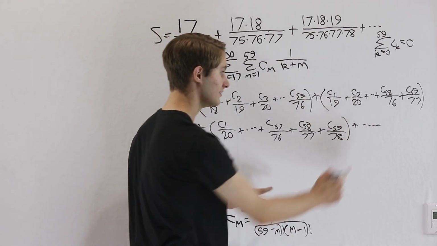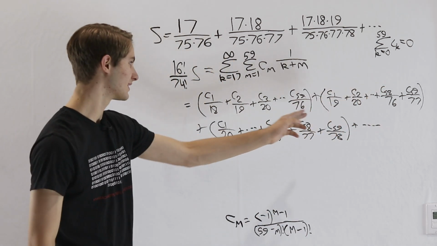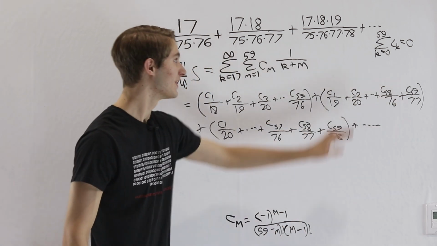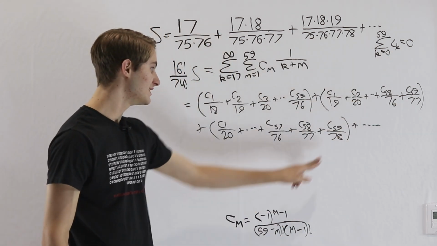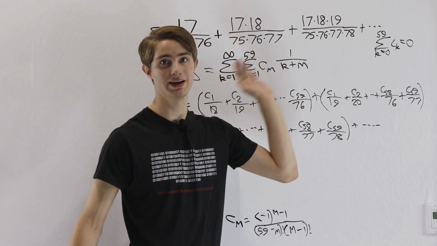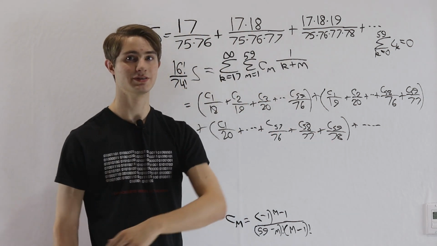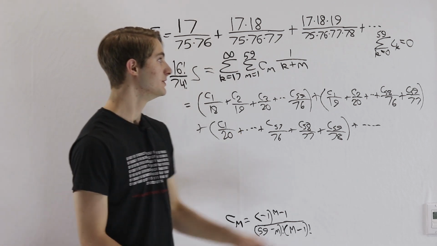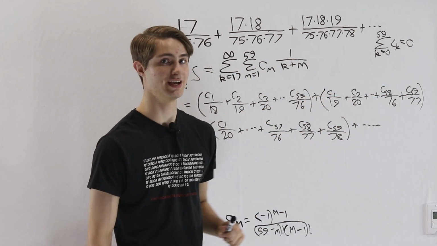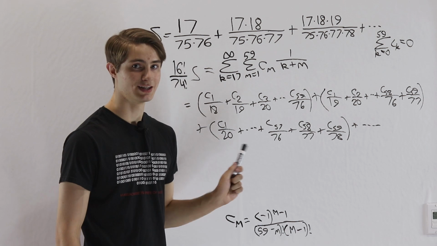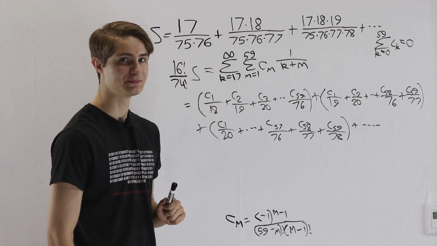Next would be c57, c56. All the constants are going to get the denominator of 77. That adds to 0 as well. 78 adds to 0 as well. 79, 80, everything greater than or equal to 76 is out. It all gets canceled to 0 because of this fact that the constants add to 0. This is the biggest telescoping sum you've ever seen.